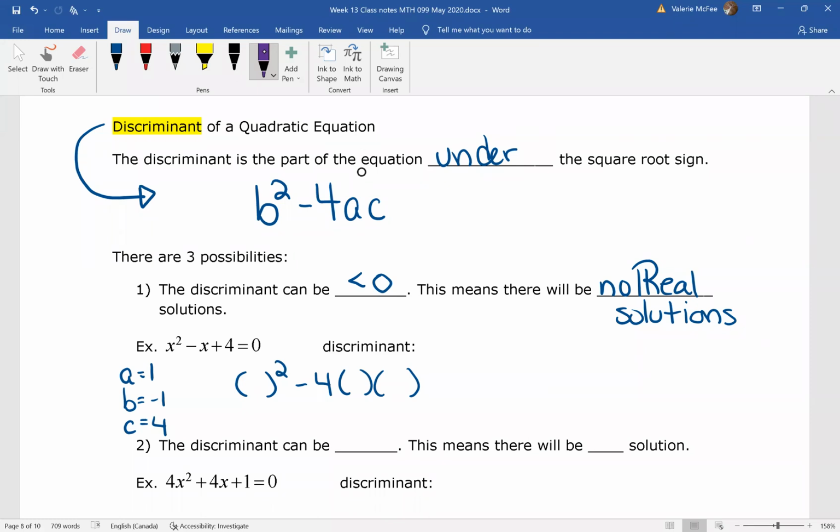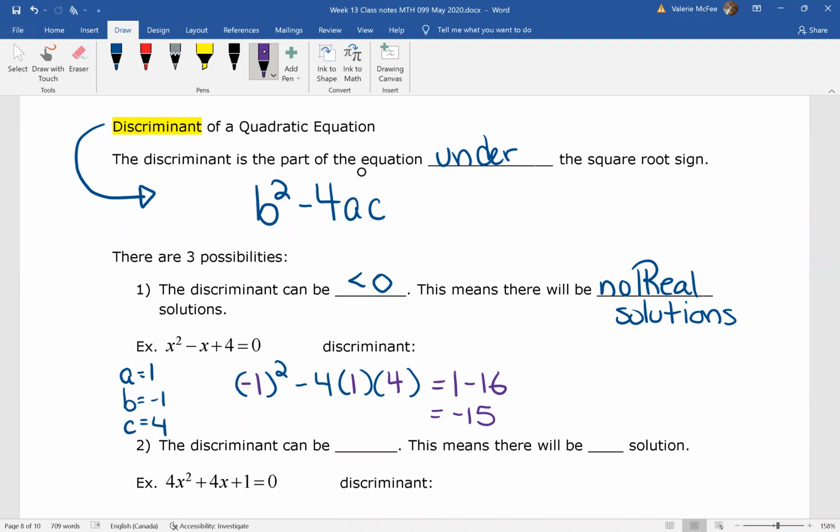So we found A equals 1, B equals -1, C equals 4. We're going to substitute that all into our discriminant. B squared minus 4 times A times C. This equals 1 minus 16 or -15. That means we have -15 underneath the square root sign.